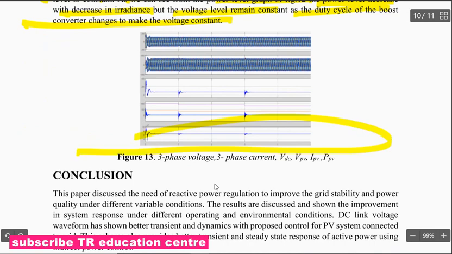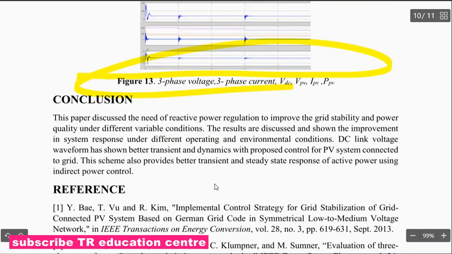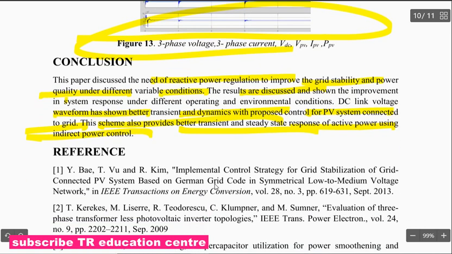Then we can see the conclusion of this paper. This paper discusses the need for reactive power regulation to improve grid stability and power quality under different variable conditions. The results are discussed and show the improvement of the system response under different operating and environmental conditions. The DC-link voltage waveform has shown better transient and dynamic behavior with the proposed control of the PV system connected to the grid. The scheme also provides better transient and steady state response of active power using the indirect power control.